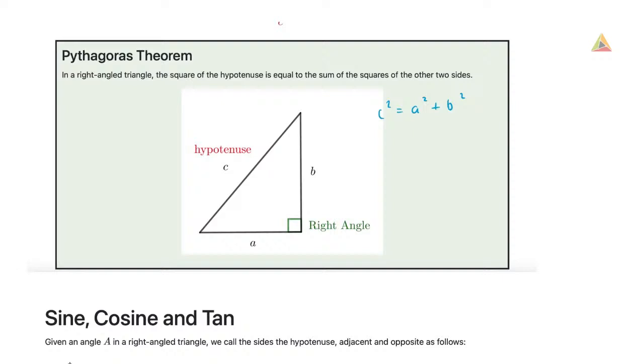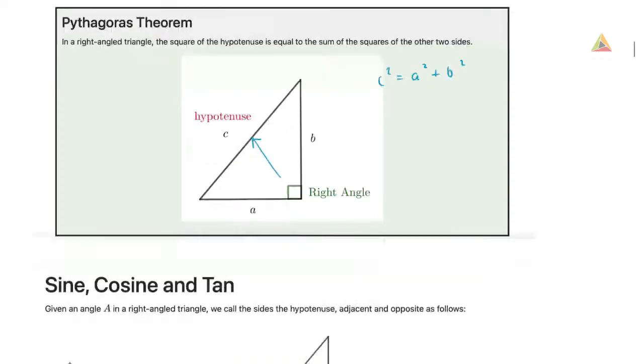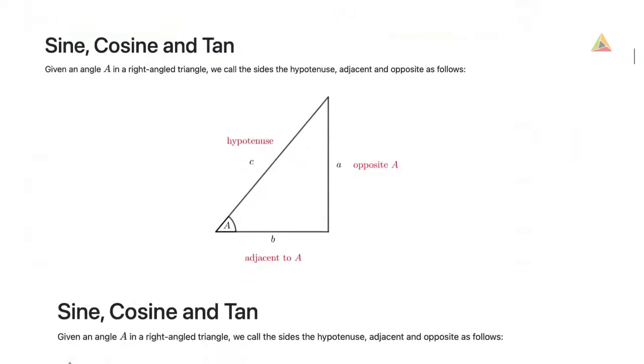So that's showing Pythagoras' theorem. C squared, which is the hypotenuse squared, is equal to the adjacent squared plus the opposite squared. And always the hypotenuse is opposite the right angle. Okay, we're going to look at sine, cos and tan next.